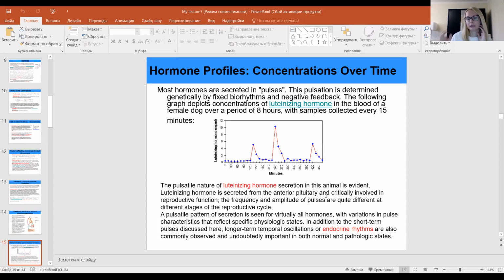So you have to understand that the level of each hormone is not the same all the time. And for testing the level of any hormone, you have to test the patient only in the early morning, after not eating for at least 8 hours before.